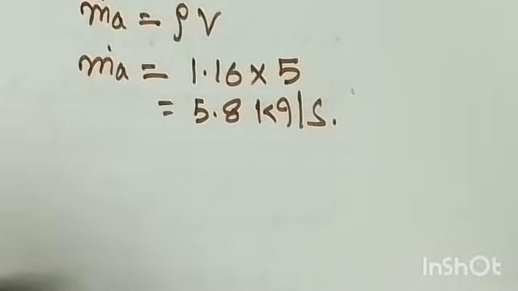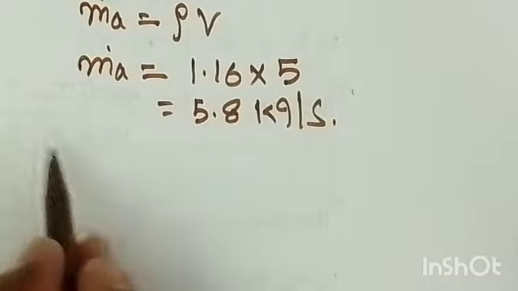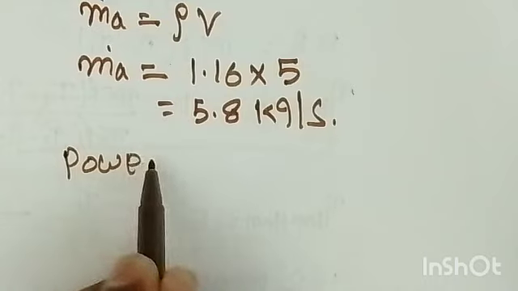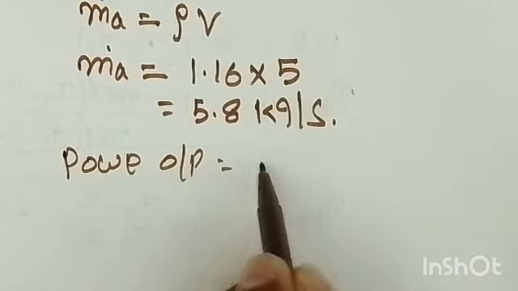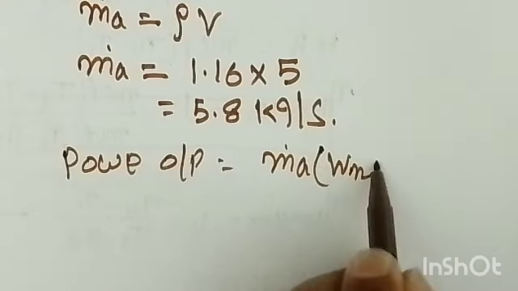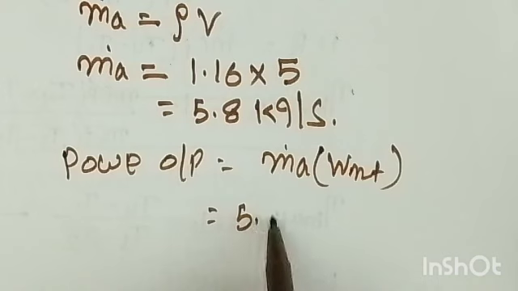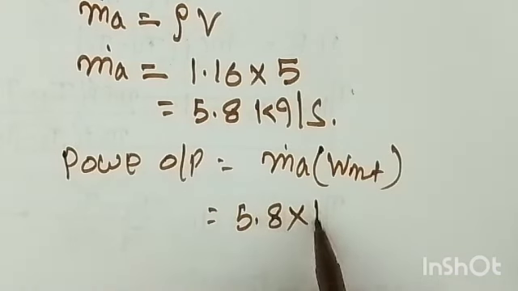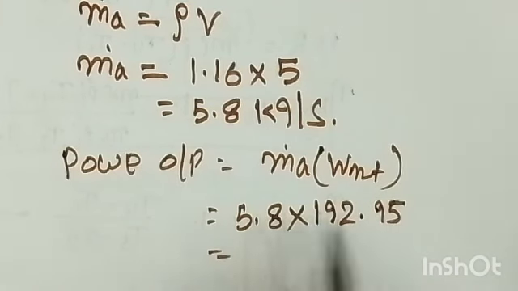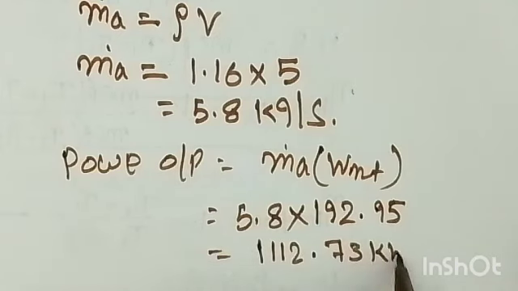Whenever you multiply the mass flow rate with the net work, you will get the power, you know. So the power output of the plant is equal to mass flow rate into net work, right, into W net. Mass flow rate is 5.8, and the W net we have calculated is 192.95 kilojoule per kg. So this answer will come in kilojoule per second, which is nothing but kilowatt. So this is 2.73 kilowatt. This is the power output of the cycle, right?